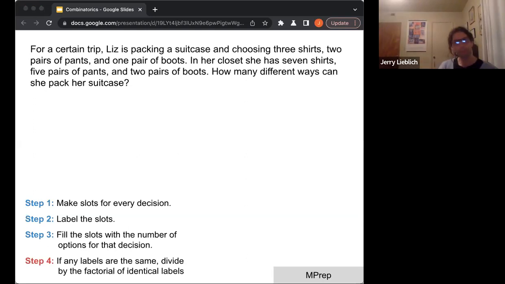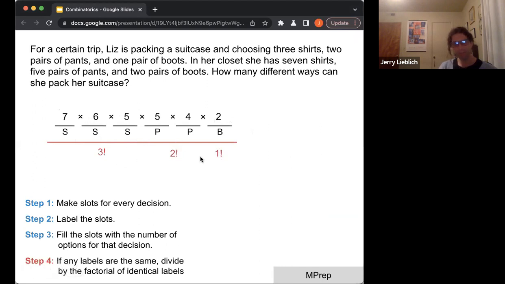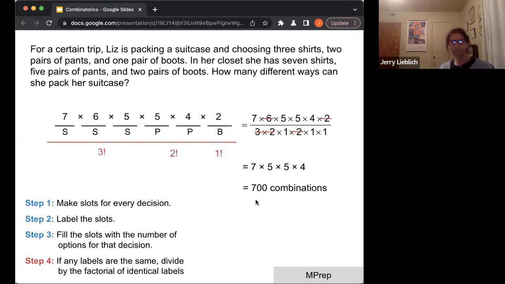Okay, so we start by drawing our slots. We're picking 3 shirts, 2 pants, and 1 pair of boots. And we're choosing from 7 shirts, so 7, 6, 5, 5 pants, 5, 4, and 2 boots. And then we're dividing by our 3 shirts, 2 pants, 1 boots, those all multiplied together. We can do some canceling, the 3 and 2 to cancel the 6, 2 to cancel the 2. We end up with 700 combinations.